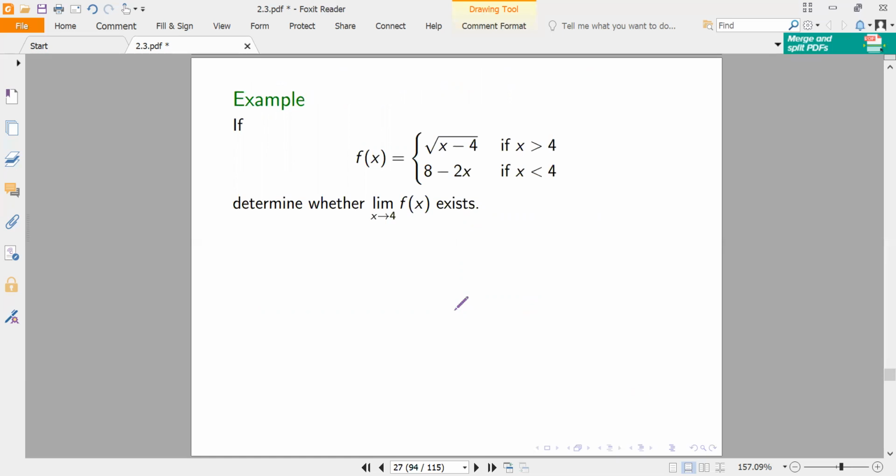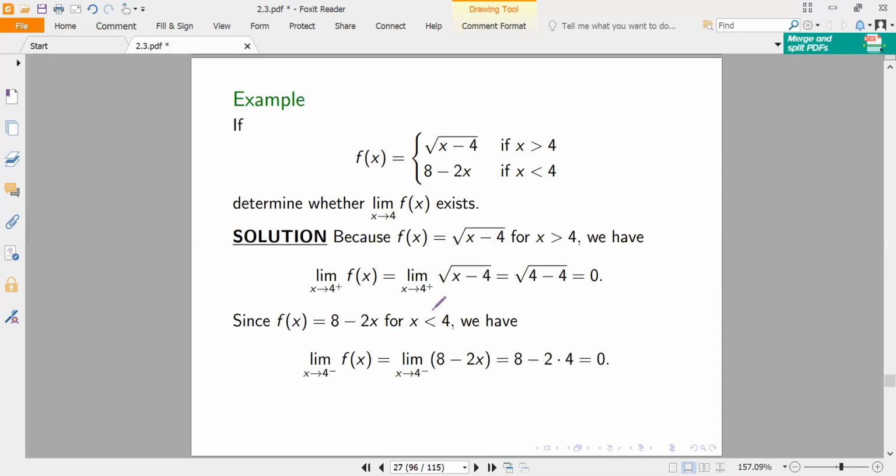We have another example here. This is called the root function. So if x is greater than 4, we have this root function. And if x is less than 4, we have a straight line. So now we have to determine whether the limit as x approaches 4 exists, meaning if the limit from the right and the limit from the left are the same.